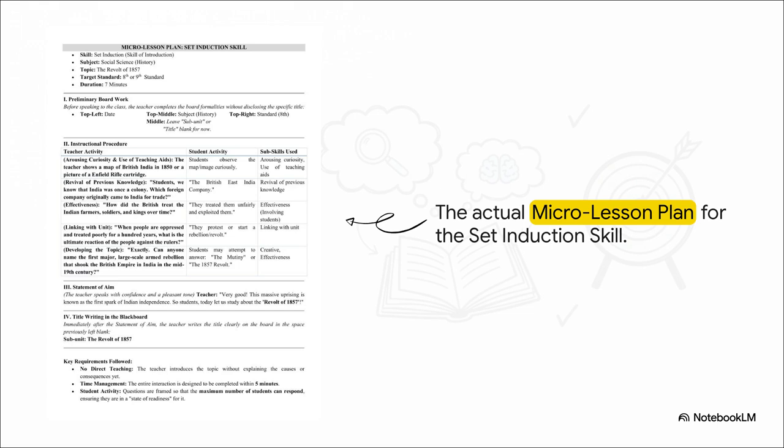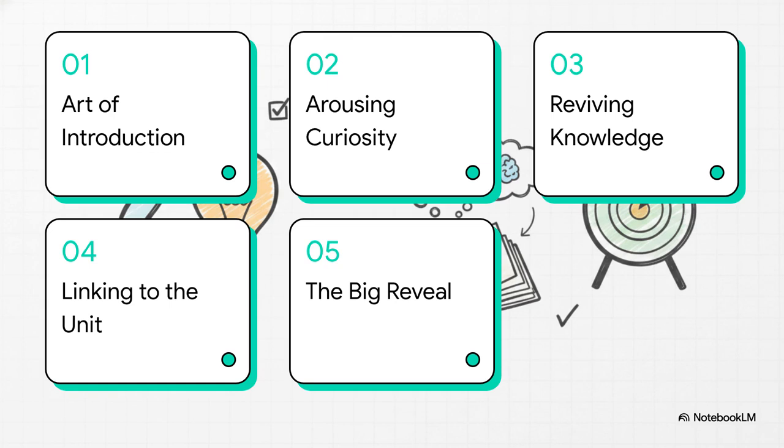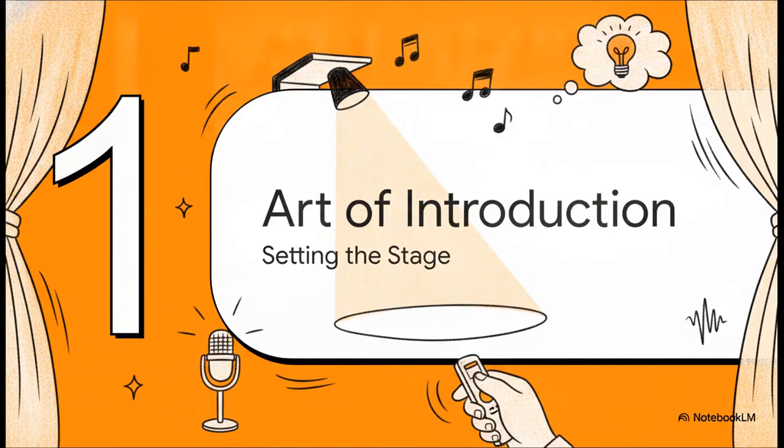of 1857. And honestly, understanding these specific mechanics isn't just for teachers. It's a literal masterclass in holding attention for anyone who needs to present information. As you'll see, the absolute genius of this document is in how it seamlessly transitions from simple visual aids to getting the students to arrive at the main topic completely on their own. Here's a quick look at our roadmap for how this unfolds. We've got the art of introduction, arousing student curiosity, reviving previous knowledge, linking to the unit, and finally, the big reveal.